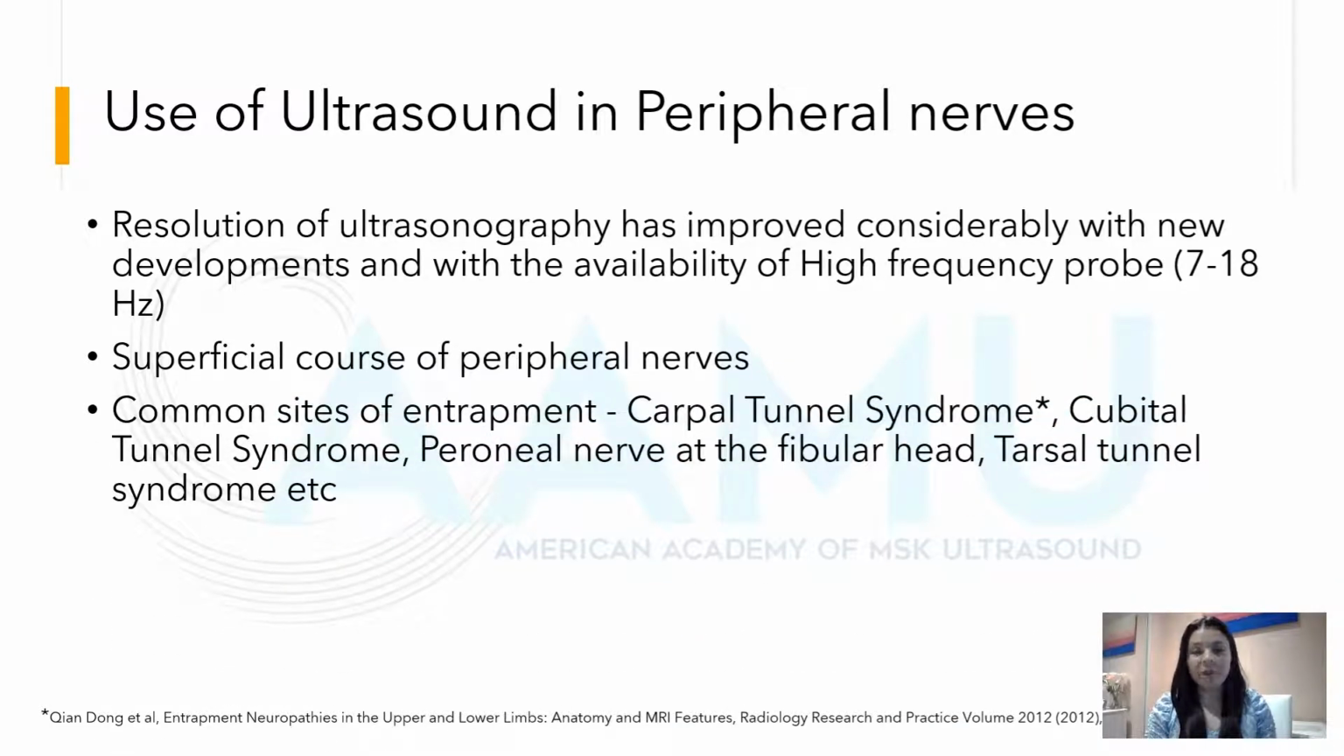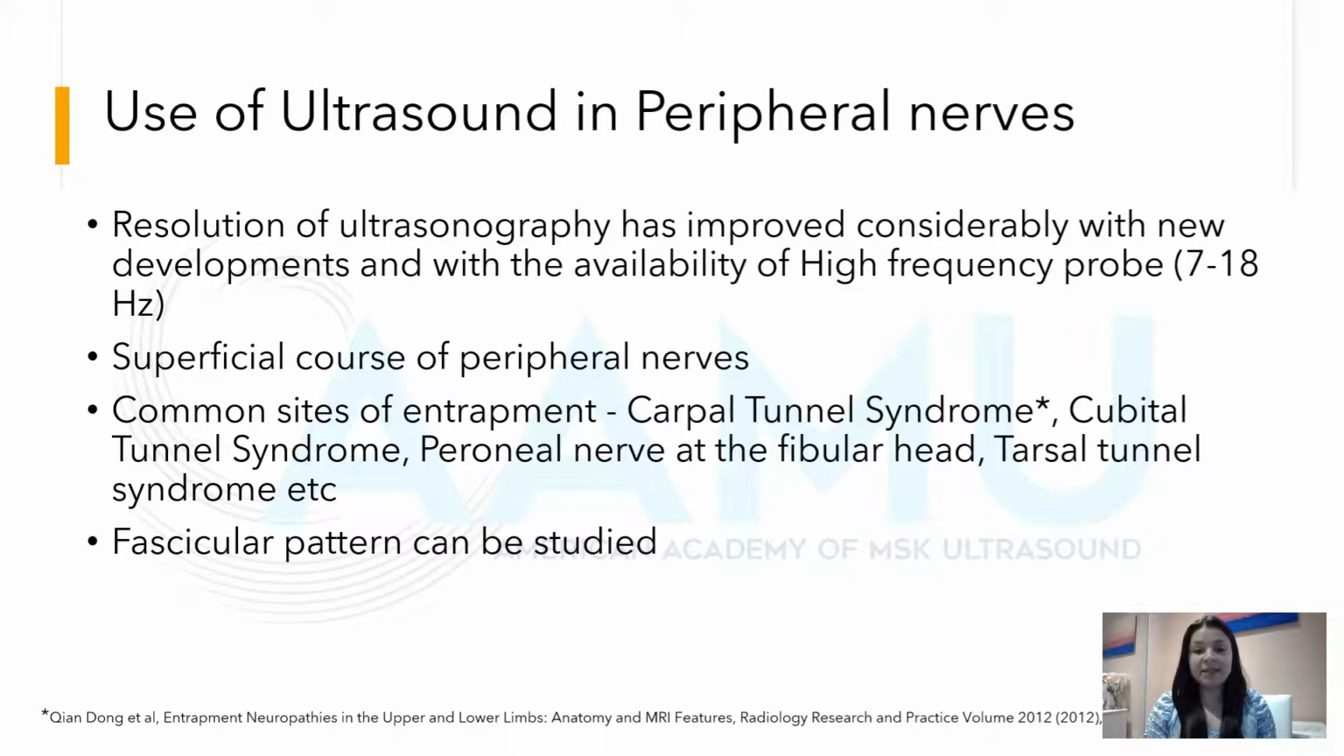Some of the common entrapment syndromes that we see in the human body, the most common one is carpal tunnel syndrome, and then there are others like cubital tunnel syndrome, peroneal nerve entrapment at the fibular head, tarsal tunnel syndrome, or many other focal neuropathies. Other than that, you can also study any unusual, uncommon entrapment syndromes or focal neuropathies. You may also study nerves which are involved as part of some type of metabolic disorders or in trauma.